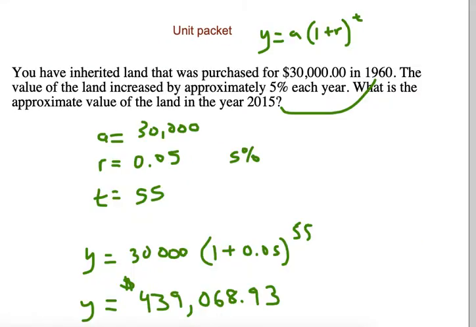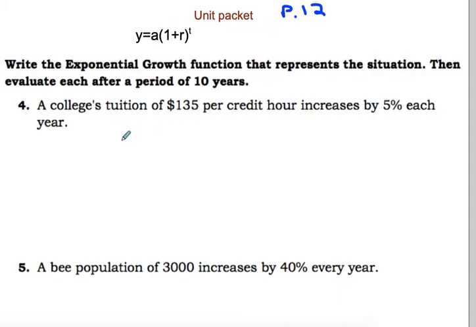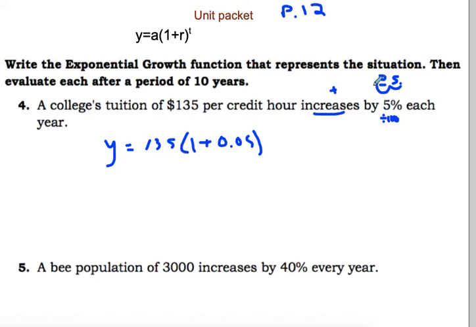So if we go down to page 12, here we go. I got it copied up in here. Y equals a times 1 plus r to the t, page 12. So a college tuition of $135 increases by 5% each year. So we're starting at $135, and we are increasing, which means you're adding, and it's 5%. The way you convert that into a decimal is you divide by 100. The other thing you can do is shift the decimal 2 spots to the left, filling blank spots with a 0. It's a pet peeve of mine to always put the 0 out front of the new decimal's location.